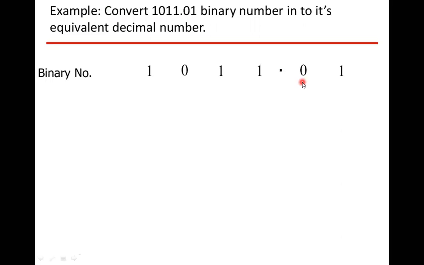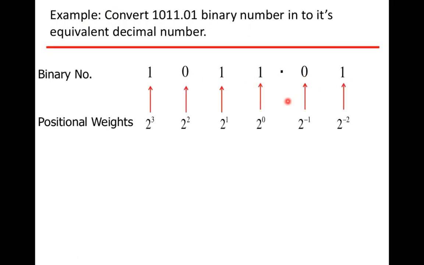This is the binary point. Their position weights will be 2 to the power of 0, 2 to the power of 1, 2 to the power of 2, 2 to the power of 3. Then this is 2 to the power of -1 and 2 to the power of -2, because we have seen in the structure that the positional weight is according to the structure of the binary number system.